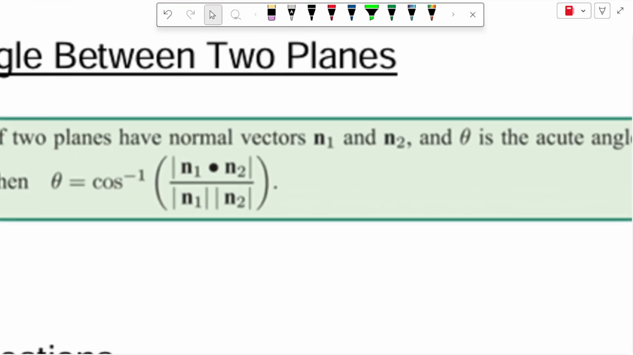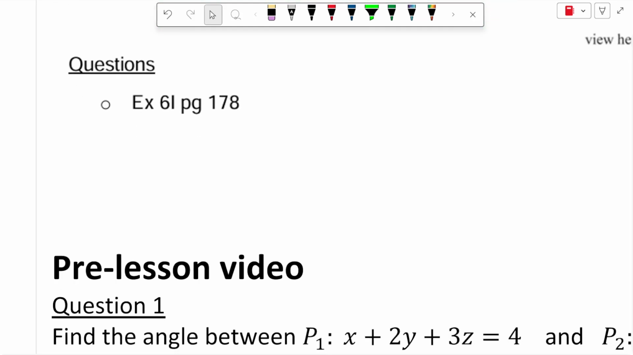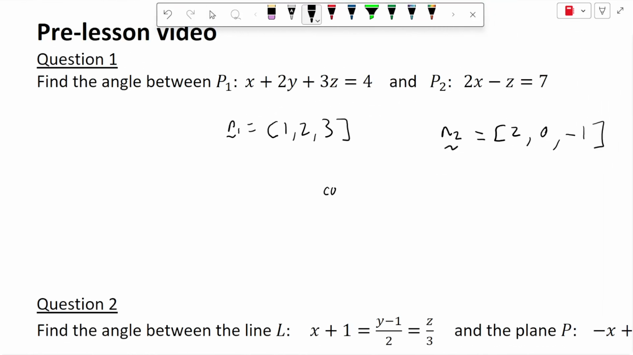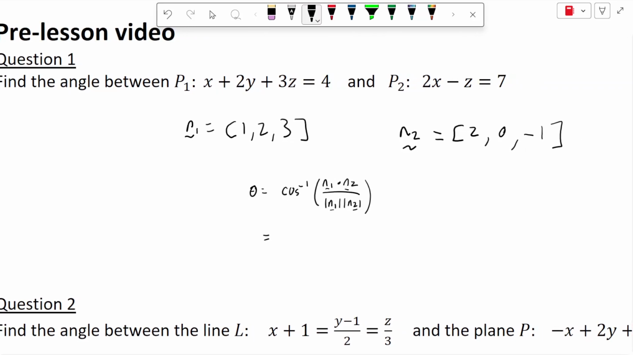Angle between two planes has this formula: inverse cos, you dot the normals and you mod the normals. All right, so if we dot the normals, let's see what we get. So you get 2 plus nothing, take 3. And if you mod the normals, you're going to get square root of 14 and square root of 5.